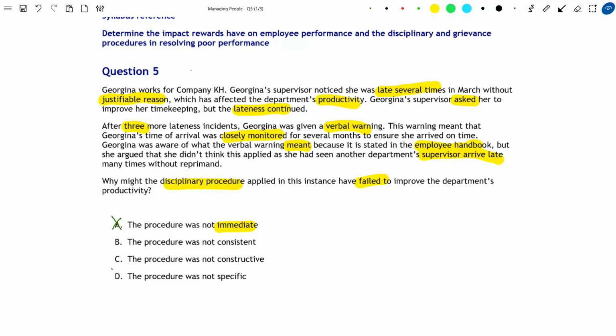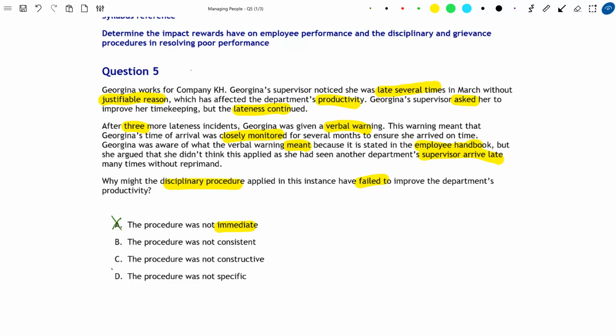What about the next one? The procedure was not consistent. Well, this is somewhere where we need to beware of ambiguity, because we have lots of ambiguity in this second paragraph. We know that the rules of being late are stated in an employee handbook, and that does imply that there is a consistent rule for everyone.